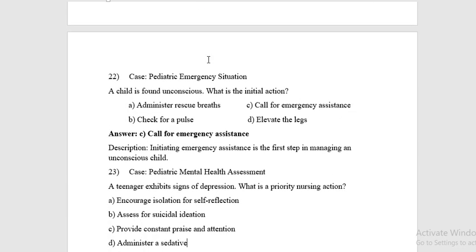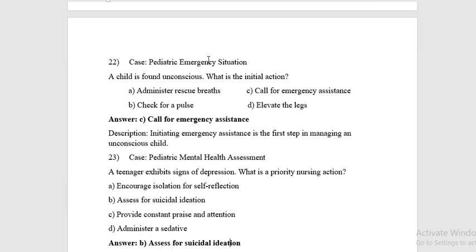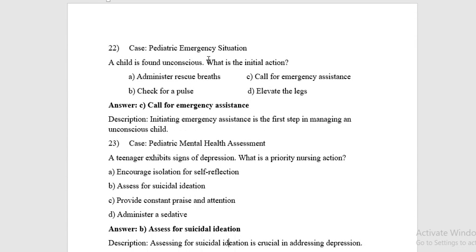Question 22. A pediatric emergency situation. A child is found unconscious. What is the initial action? A. Administer rescue breaths. B. Check for a pulse. C. Call for emergency assistance. D. Elevate the legs.